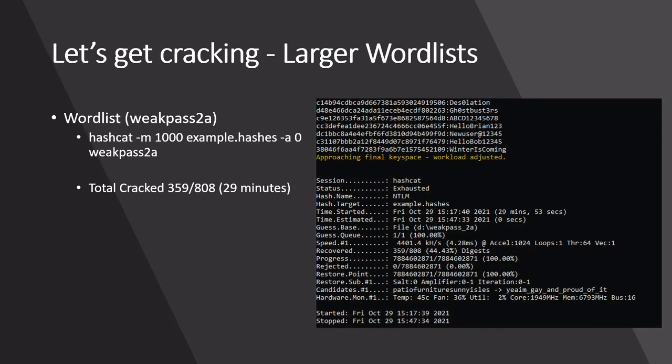So far, we've used a Kali built-in word list, the rockyou.txt, and we've used one containing English words, but there are a ton of other word lists out there to try. We're going to start first with weakpass 2A, and we're going to need to change the attack mode back to straight and set the new word list. This attack will run for about 29 minutes, and it cracks several new passwords for a total of 359 of 808.